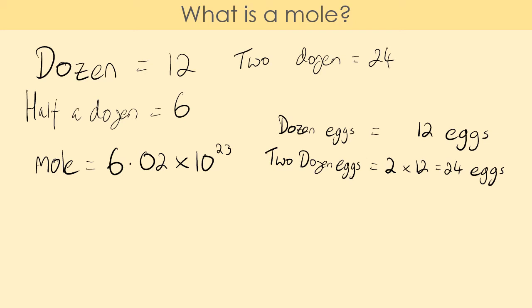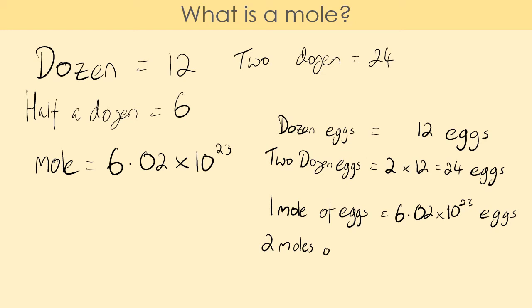And we might say that, right, okay, let's have a look. I want 1 mole of eggs. And we'll say, how many is that? Well, that is my number from here. It is 6.02 times 10 to the power of 23 eggs. If I wanted 2 moles of eggs, that would equal 2 times 6.02 times 10 to the 23.